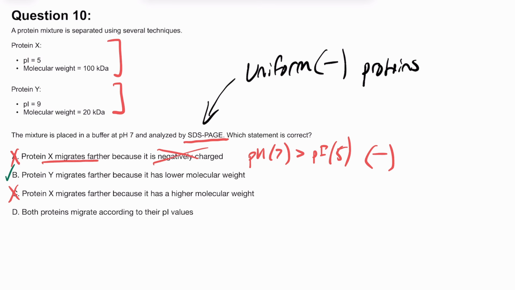And then D. Both proteins migrate according to their pI values. Well, that's not correct. Remember, this question is testing to see whether you understand what an SDS-PAGE really is, and whether you understand that it makes uniform negative charges on all proteins. And so this is a way that the MCAT might try to trick you. It gives you pIs. It gets you wanting to think about pI versus pH and how a protein is charged. But because we're using an SDS, that has no impact on how proteins will migrate. And so that's why the correct answer choice for this question is B.